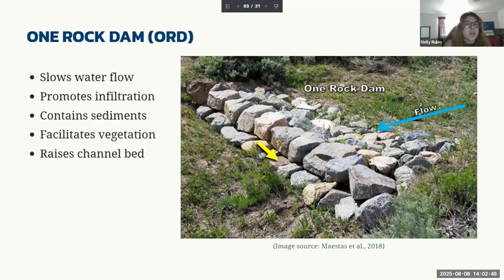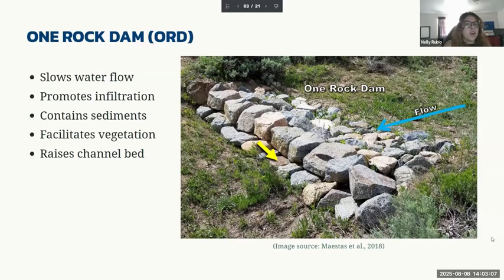One popular structure is the One Rock Dam. I'll be referring to it as the ORD from now on. An ORD has benefits to its construction. It is a simple structure that can have major impact on stream rehabilitation. These structures are only one rock high and have a splash apron to mitigate potential pooling, avoiding further degradation.